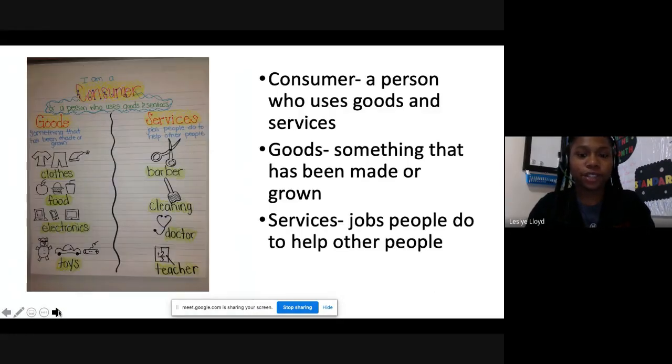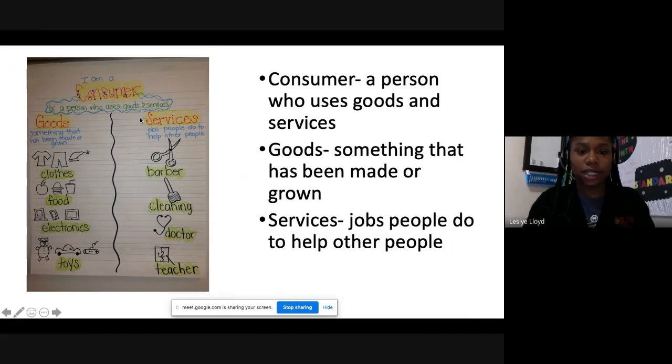All right, so here is the anchor chart that we will use for this lesson. At the top of the anchor chart, it says, I am a consumer. A consumer is a person who uses goods and services. So we are all consumers. On this side of the chart, we have the goods. Goods are something that has been made or grown. Some examples of goods are clothes, food, electronics, and toys. We all have at least something on that side of the list for goods.